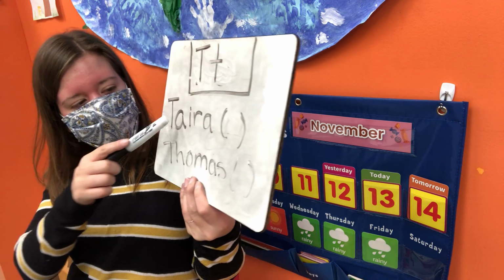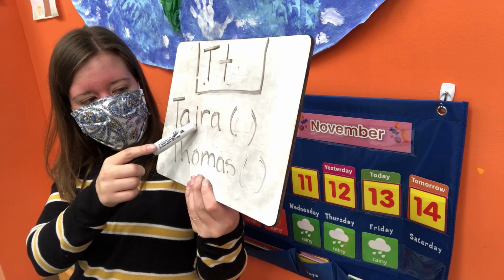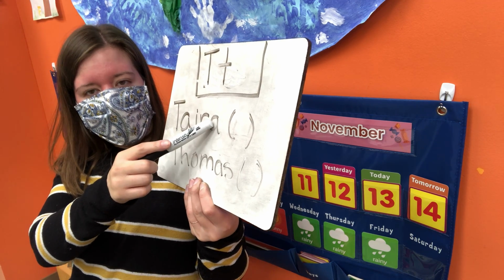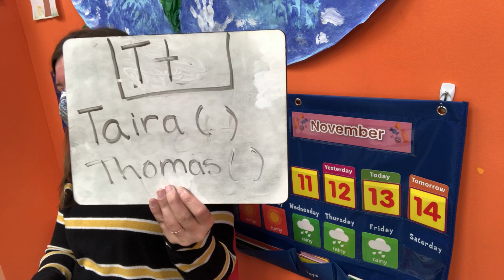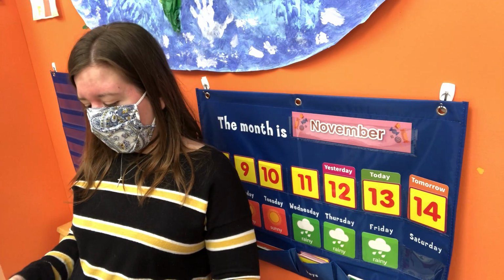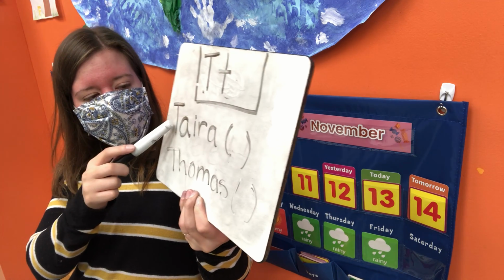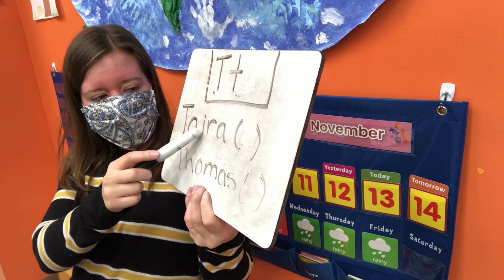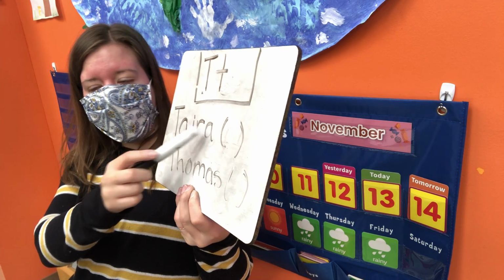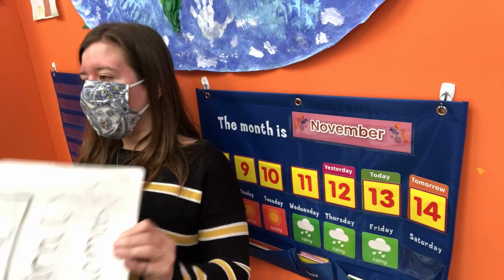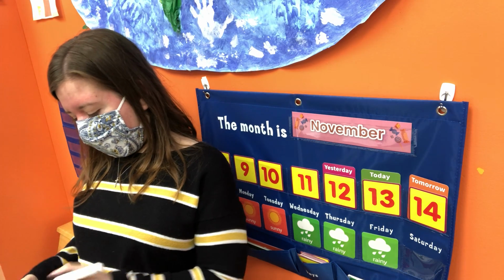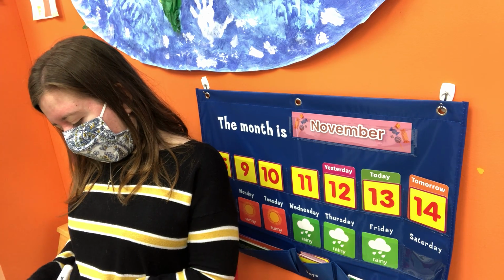Okay, let's count how many letters in Tara. 1, 2, 3, 4, 5. How many? 5. Let's count again. 1, 2, 3, 4, 5. How many? 5.